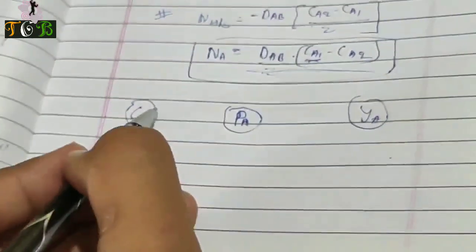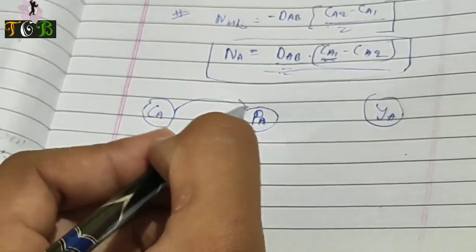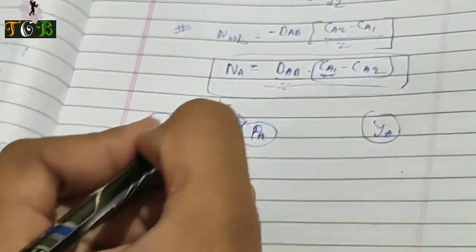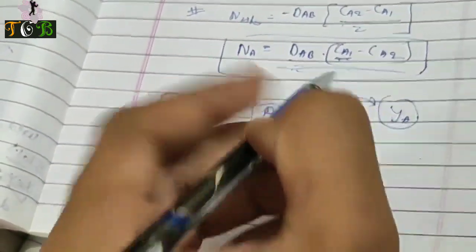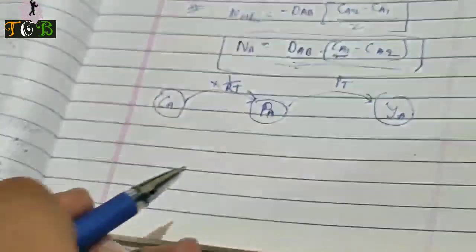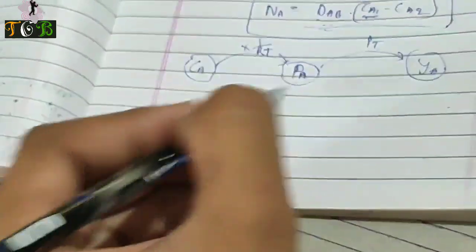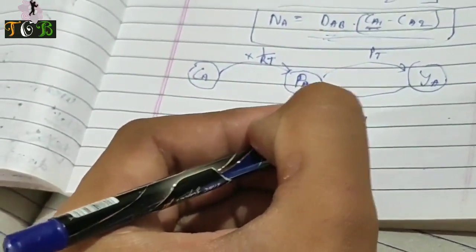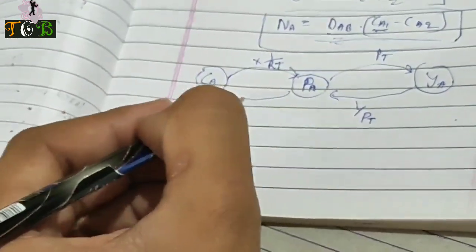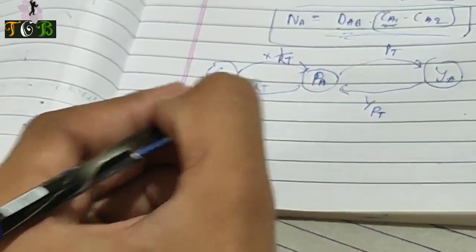Now when you have to go from concentration to pressure, you have to multiply by 1 by RT. And from pressure to mole fraction, you have to multiply by total pressure. And just the reciprocal: 1 by Pt from mole fraction to pressure, and just RT from pressure to concentration.